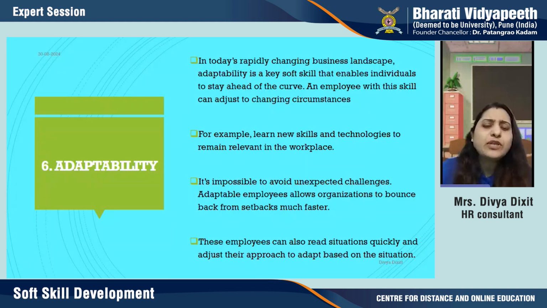Adaptability. Things are changing. There is only one thing which is constant in this world, and that is change. So change तो आएगा ही. आप कुछ भी कर लीजिए. We all should learn to adapt with the environment.